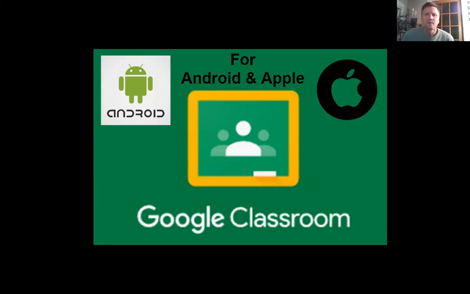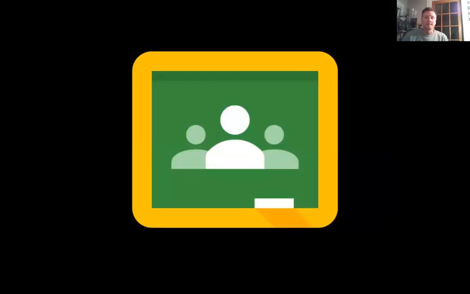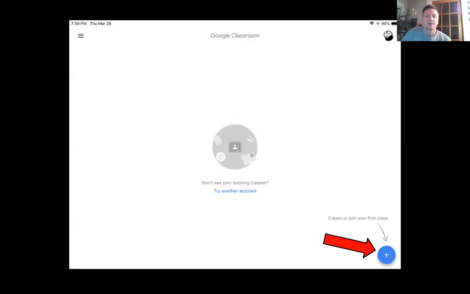To start out with, to get signed up, you're going to want to go on to the appropriate store, whether it's Google Play or within the Apple Store, and then look for the Google Classroom. Just do a Google search. Once you've downloaded it, look for this icon and click it. If you don't have any classes yet, it's going to bring you to a screen that looks something like this, and you're going to look for the plus button.